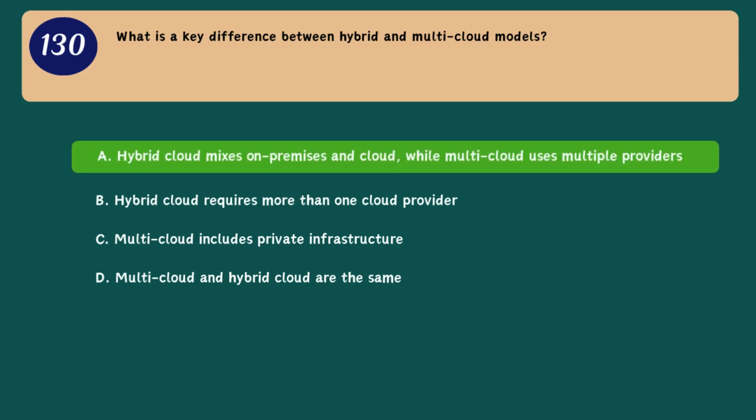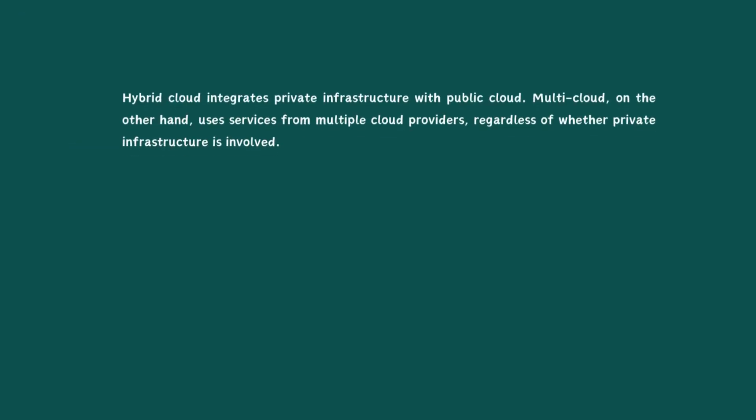Correct answer. A. Hybrid cloud mixes on-premises and cloud, while multi-cloud uses multiple providers. Hybrid cloud integrates private infrastructure with public cloud. Multi-cloud, on the other hand, uses services from multiple cloud providers, regardless of whether private infrastructure is involved.